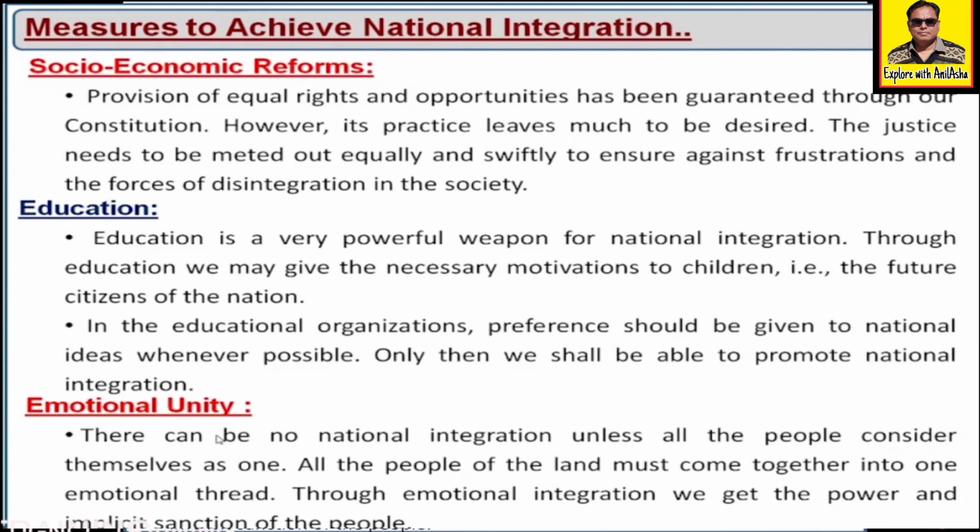And the next one is emotional unity. There can be no national integration unless all the people consider themselves as one. All the people of the land must come together into one emotional thread. Through emotional integration, we get the power and implicit sanction of the people.